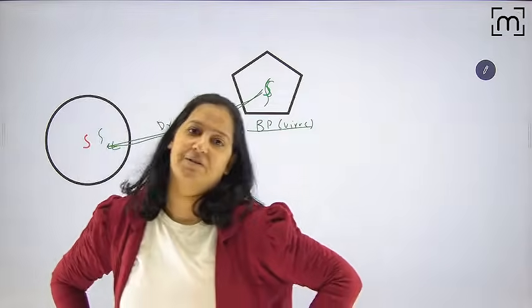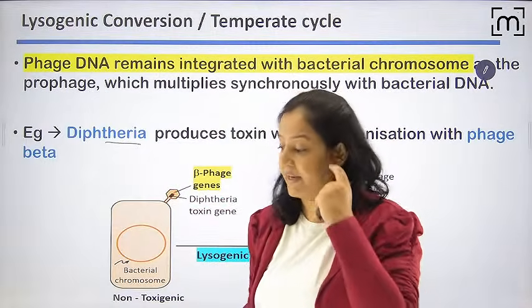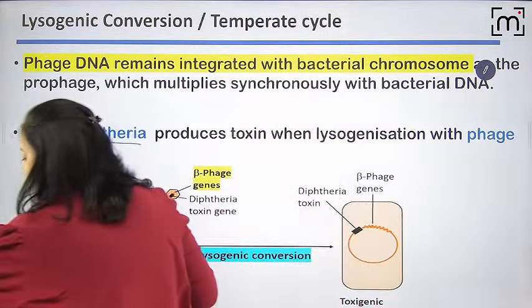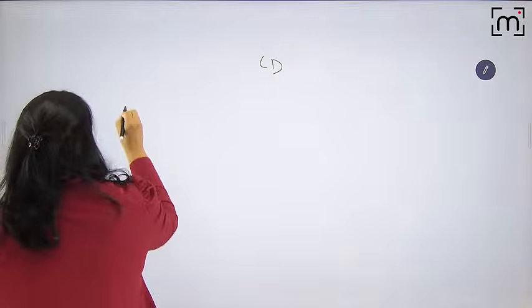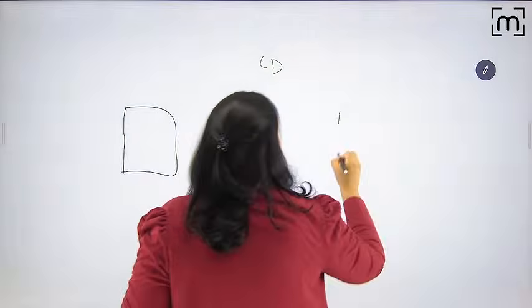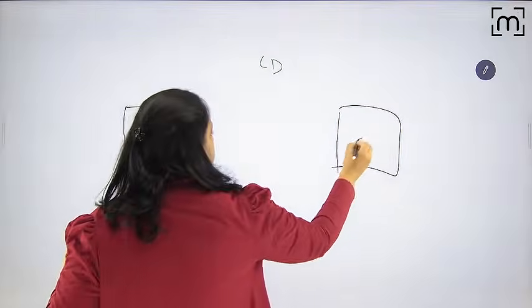Mind the difference. The best example over here is diphtheria. Corynebacterium diphtheriae is a bacteria. There are two types of Corynebacterium diphtheriae. This is one, and this is the other. Both of them have a chromosome. This is the chromosome.